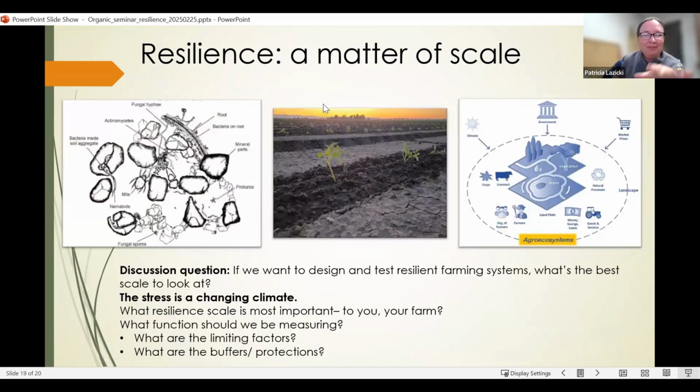I'm happy to either just do free-form questions, or I also have a broad discussion question if people want to do that. The discussion question is, thinking back to when you were talking about what resilience is to you, why is it important? If we want to design and test resilient farming systems, what scale should we be looking at? We're saying our stress is a changing climate. What scale is going to be the most important? Maybe multiple scales are. And what functions should we be looking at? What are the limiting factors? What are the buffers or protections? So that's an idea for discussion, or we can also just take general comments or questions.